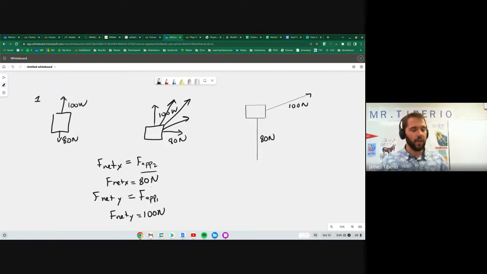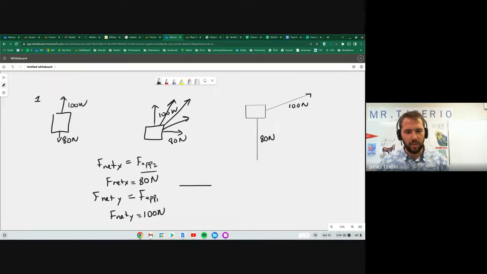And so this is when we add our x vectors and our y vectors, tip to tail, doesn't matter which order you do it in, to find the resultant. And we say, okay, I'm going to do the x first. So we have 80 newtons this way and 100 newtons this way.